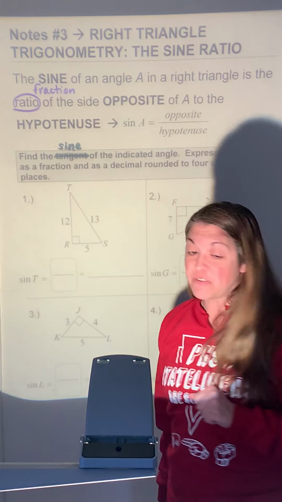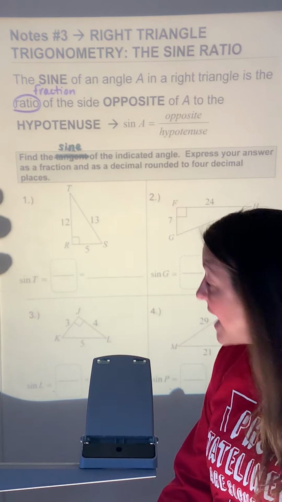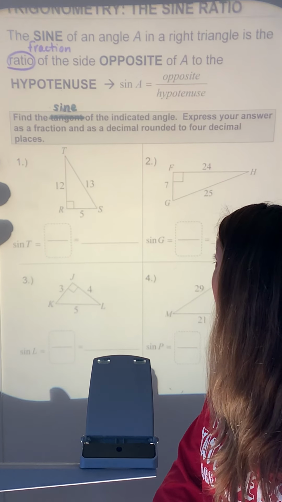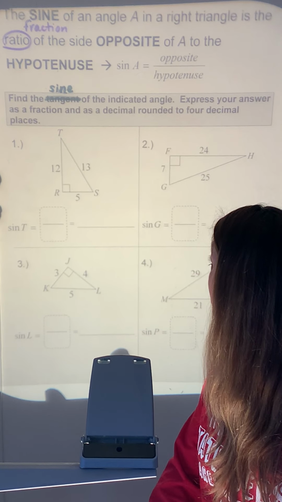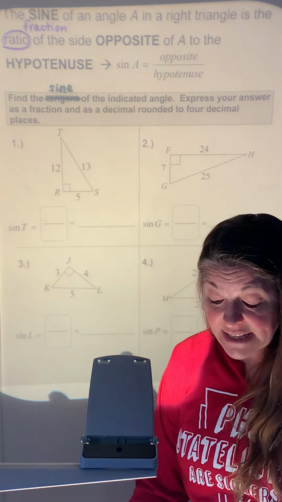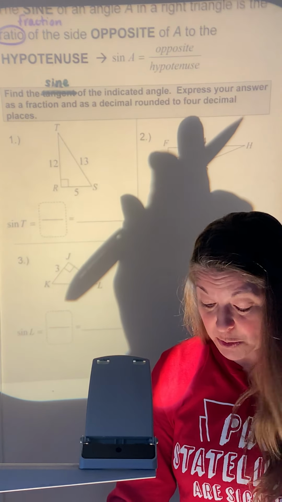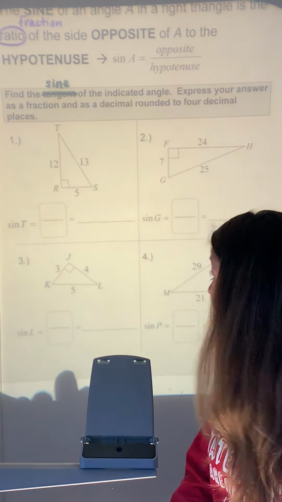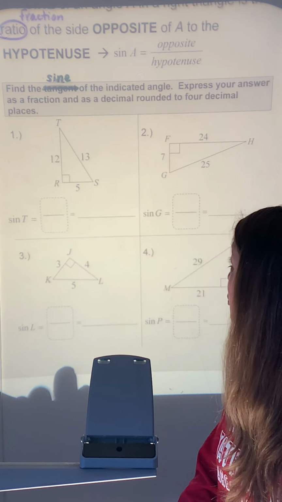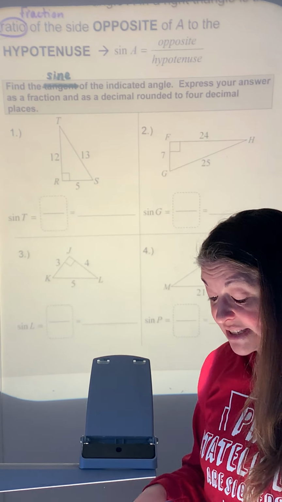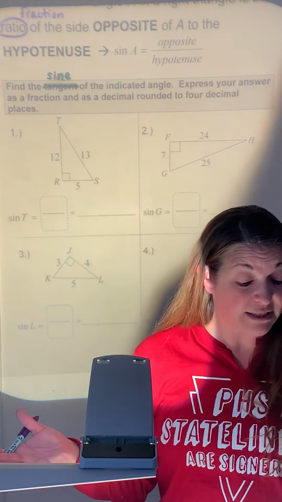So we're finding the sine of the indicated angle. We're going to express our answer as a fraction, as a decimal, and when we round the decimal, just to make sure we're as accurate as possible, we're going to round to 4 decimal places. This is actually going to look super similar to what you just had for the tangent notes, except I've now just changed it to the sine.